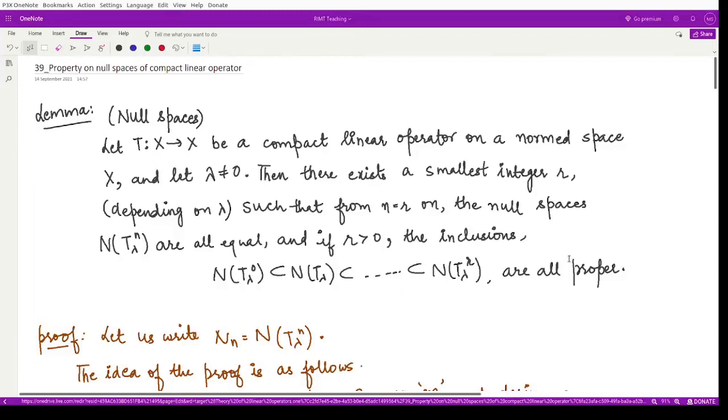In this video we shall see another property relating to compact linear operators. So here we are going to talk about the null space of a compact linear operator. Without wasting much time, let's move on to the lemma.